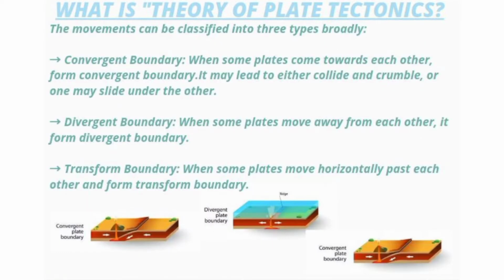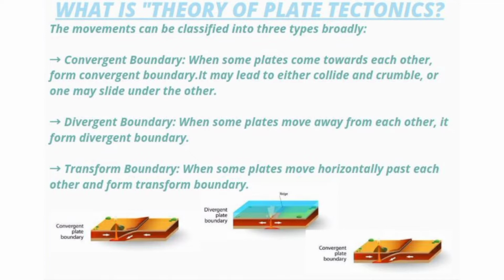The movement can be classified into three types broadly. Convergent boundary: when some plates come towards each other, it may lead to either collision and crumbling, or one may slide under the other. So this is the feature of a convergent boundary.